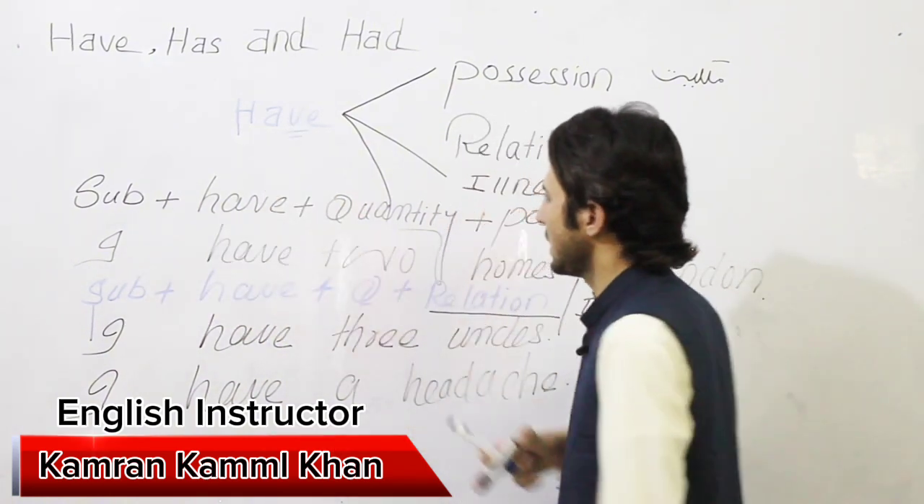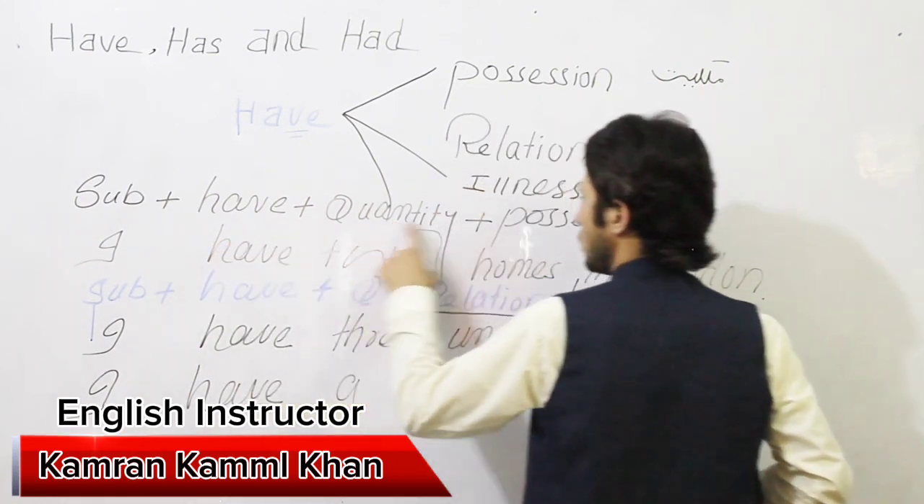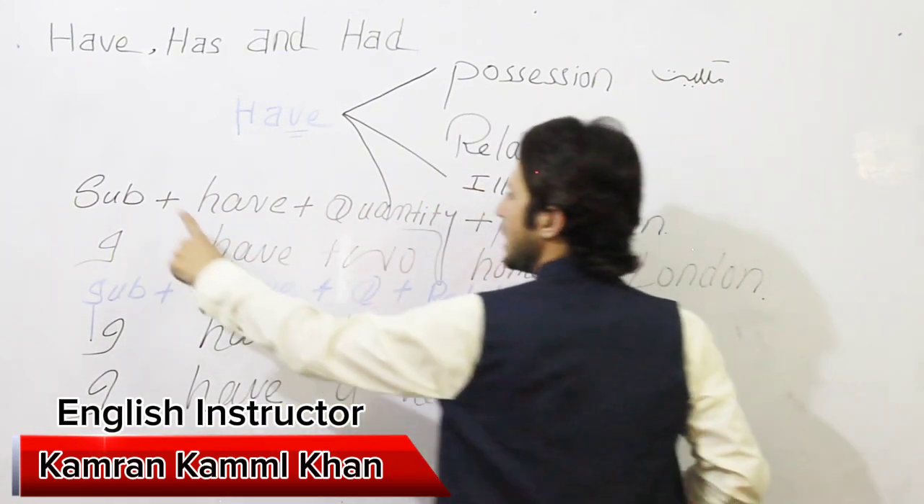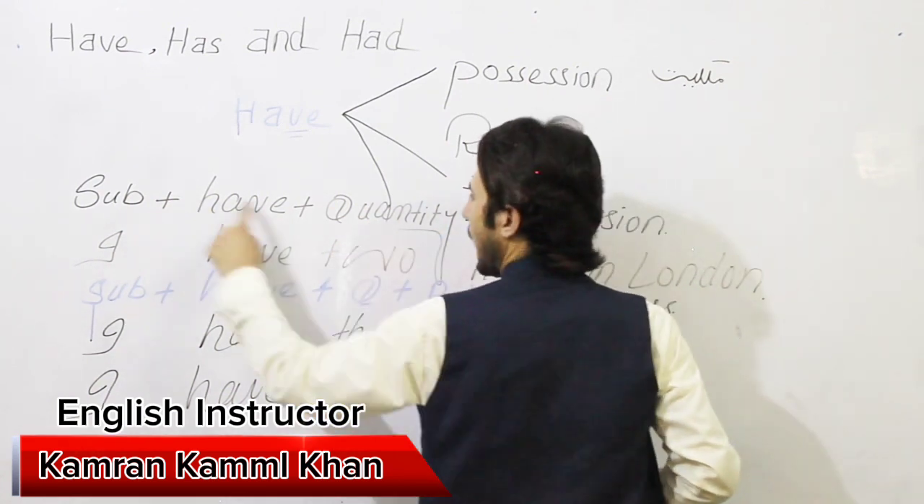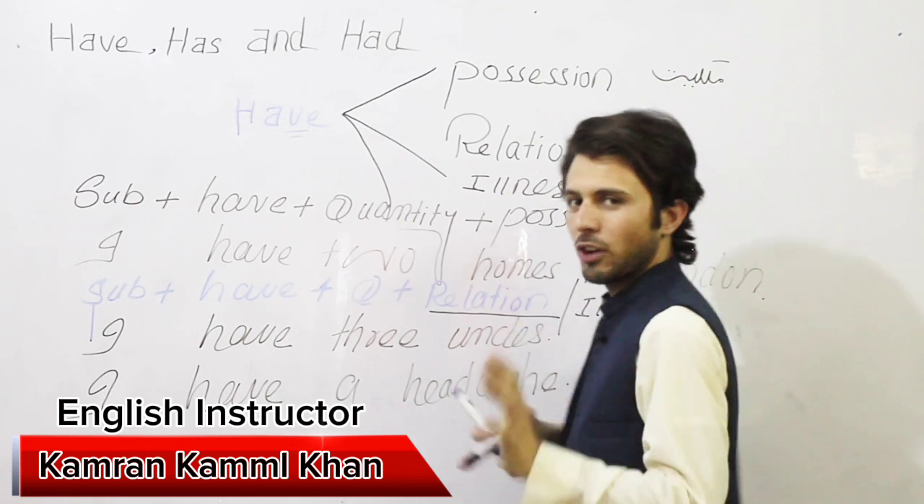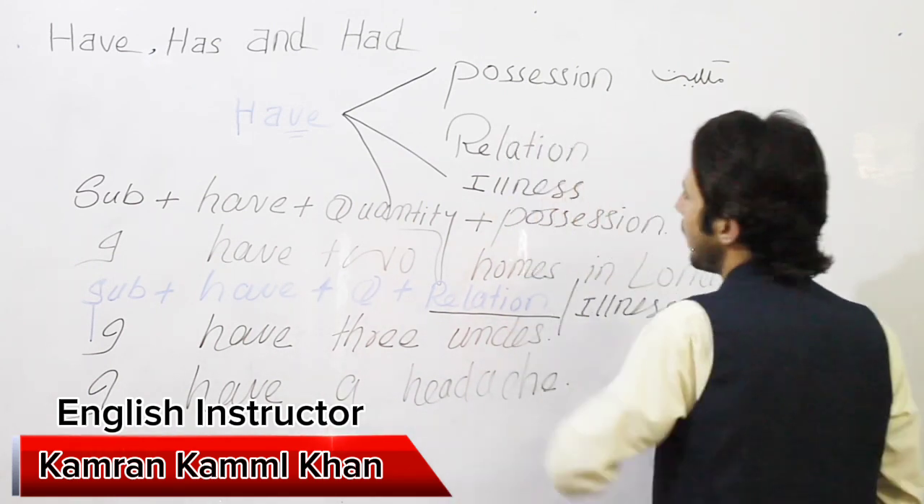I have 1000 rupees. I have 10 cars. I have 2 homes.